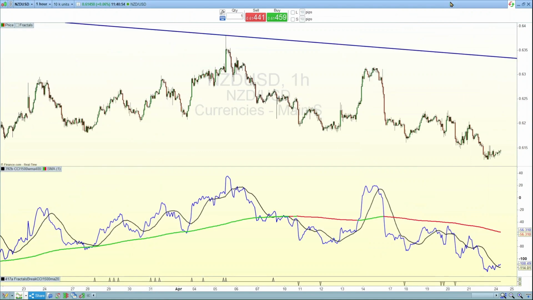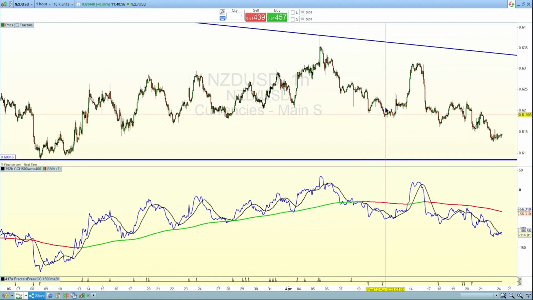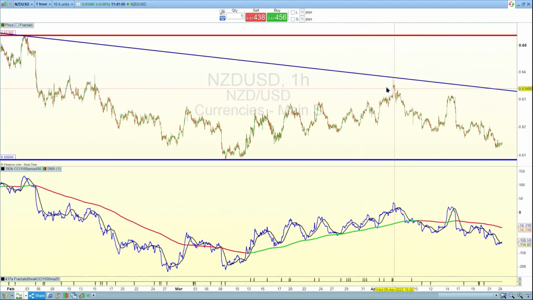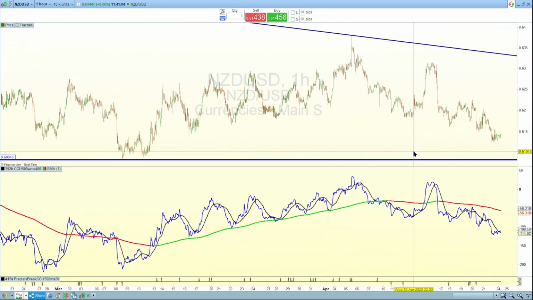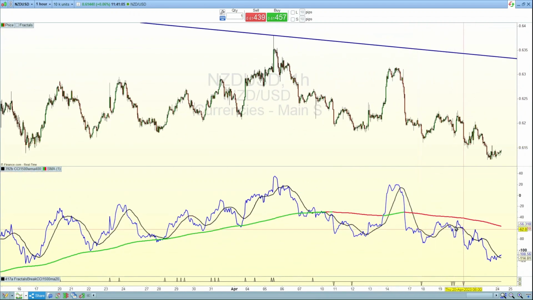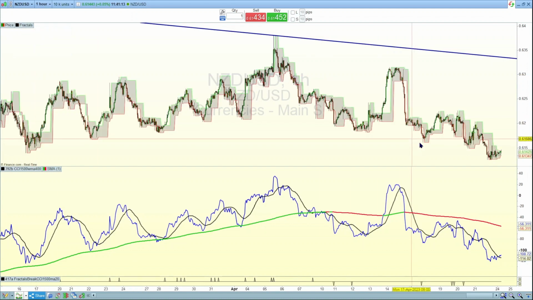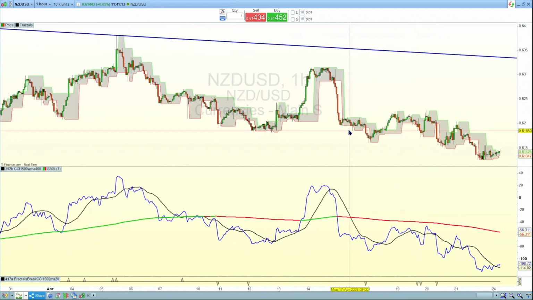On the hourly, likewise, I've got the same support resistance areas if I zoom out, and also that descending trend line. One thing I will do as well as the CCI moving average to the downside, in terms of a trading idea, take only short trades only. I put in these fractals, and if you want to trade this, you would look at only candles breaking below the fractal, such as that point.